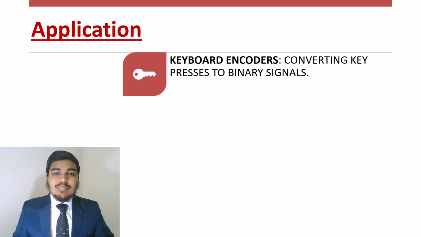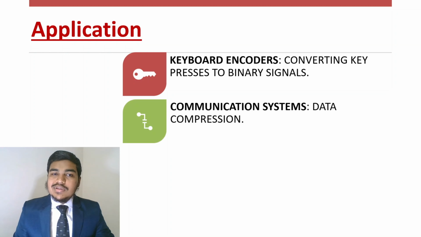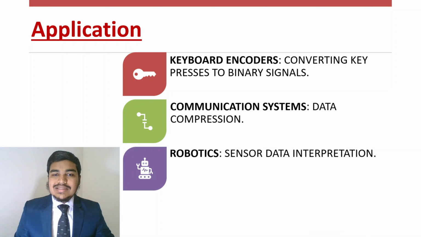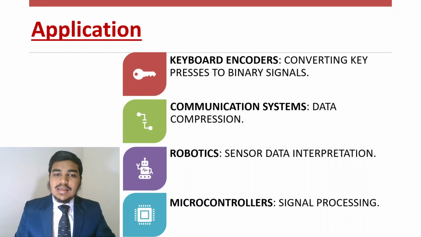Finally, we can see some applications. Number one is keyboard encoders. This encoder converts keyboard key presses to binary signals that help the computer understand our input. Then communication systems use encoders to compress data to save bandwidth and make maximum usage of the available bandwidth. Then robotics. In robotics, sensor data from the real world is interpreted into machine data using encoders. And finally, microcontrollers process many signals using encoders.